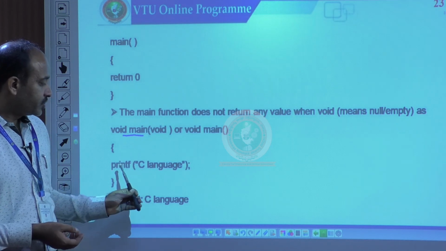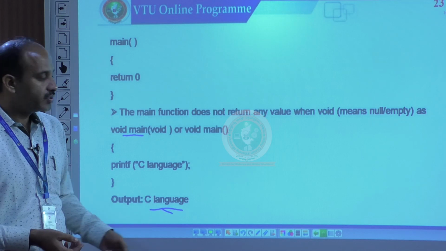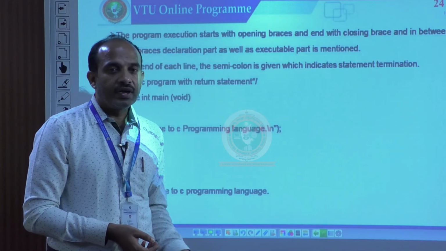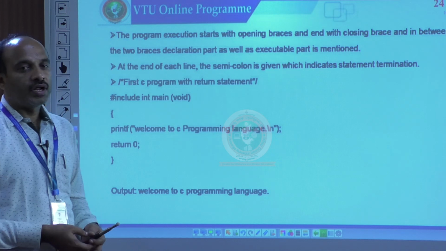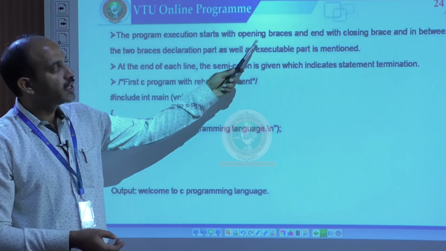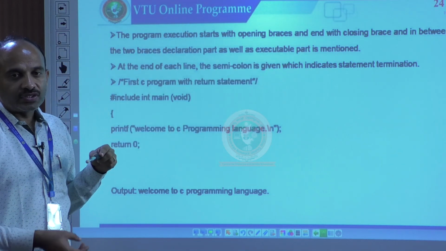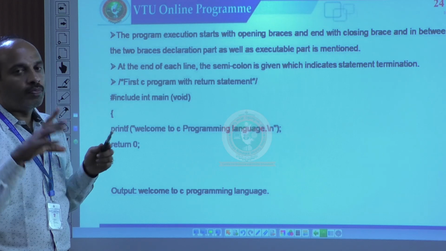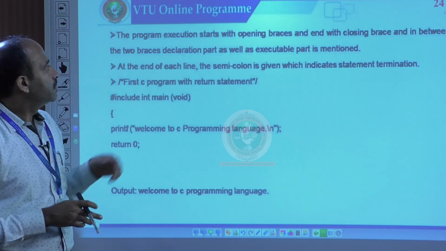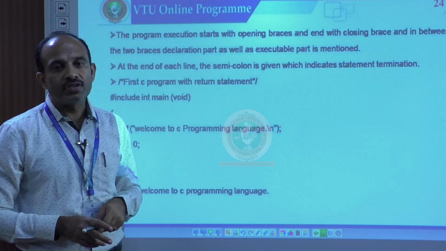I am just using printf "C language", so your output will be C language. This is how we can define the C program. Your C program execution always starts with the opening brace and ends with the closing brace. It's the beginning and end of the main function, so that is where your scope starts and ends. Within the two braces, the declaration part as well as the executable part is mentioned.